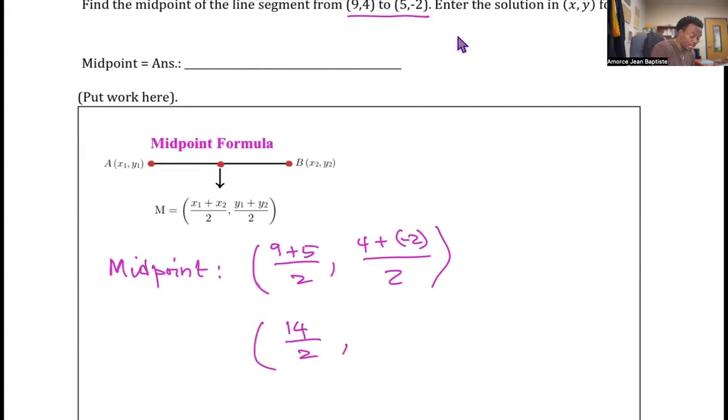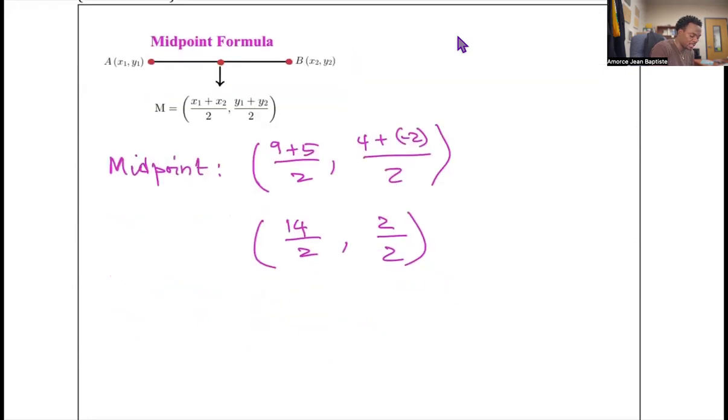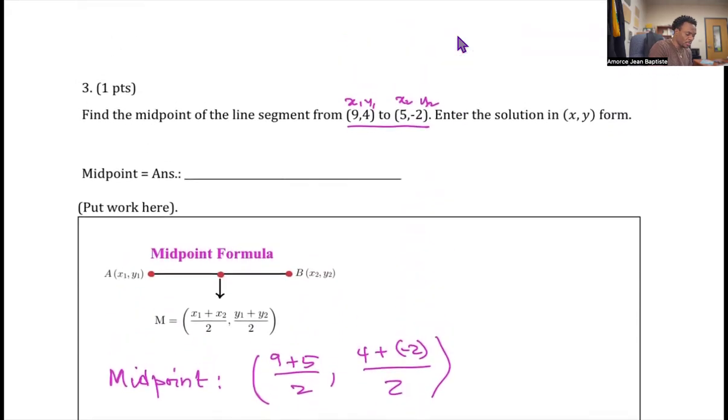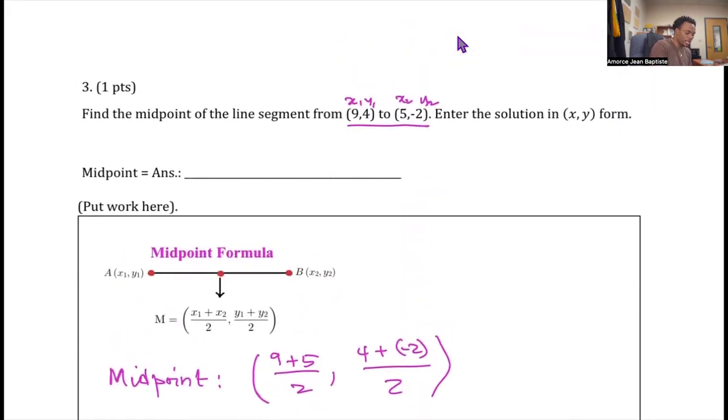2 minus 4 minus 2 is 2 over 2. Simplify this as 7, 1. So 7, 1 is the midpoint of 9, 4 and 5, negative 2. 7, 1.